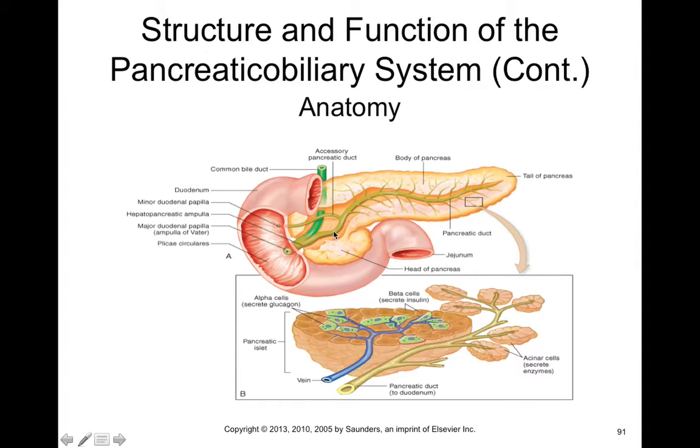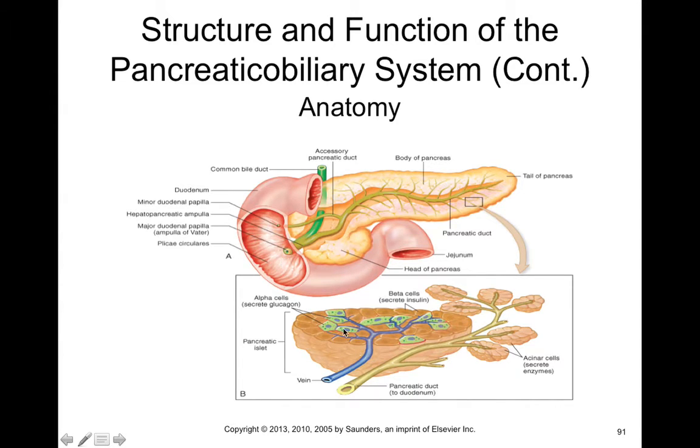Over here in the pancreas, this is the main pancreatic duct. It converges with the common bile duct to form this hepatopancreatic ampulla of Vater, and then we have this major duodenal papilla, which has the sphincter of Oddi. And basically it helps release both bile and pancreatic juice simultaneously into the duodenum.